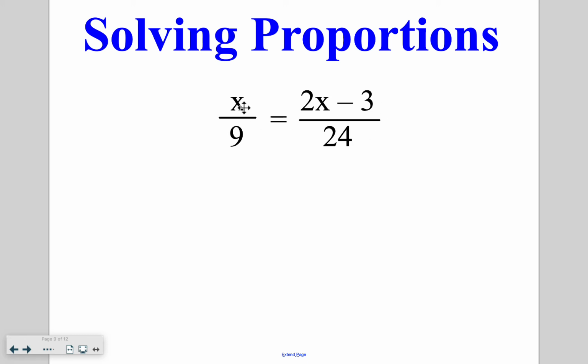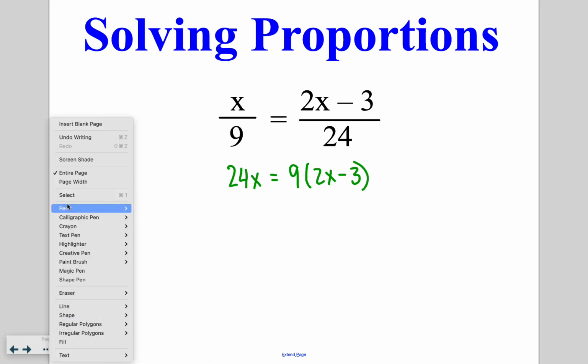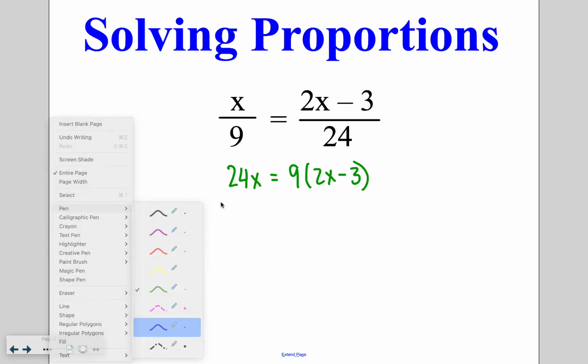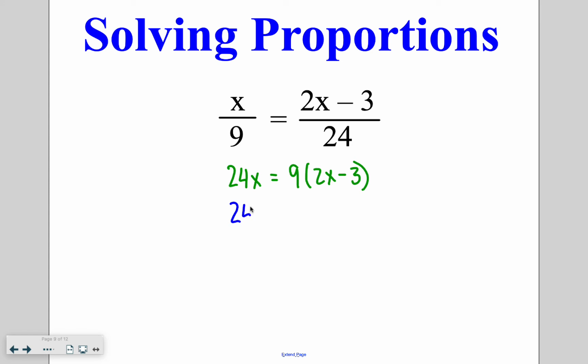So when I cross multiply this first part, I get 24 times x. And then when I cross multiply the second part, I have 9 times the quantity of 2x minus 3. On the left side of my equation, there's nothing to continue to distribute, so I've just got 24x. And on the right side, I end up with 18x minus 27.